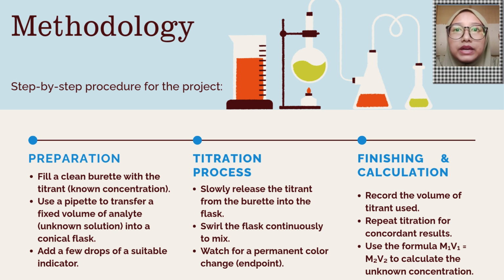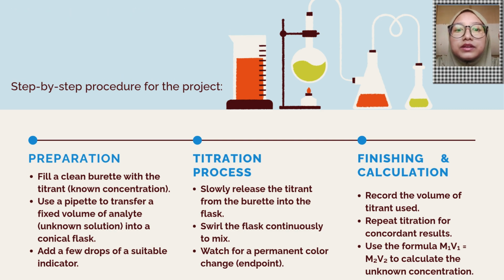For greater accuracy, the procedure is repeated several times until consistent readings are obtained, usually within 0.1 ml of each other. Finally, the data collected, including the titrant concentration and volume, and the analyte volume, is used in stoichiometric calculation to determine the unknown concentration using the formula M1V1 equals M2V2. This entire method ensures a highly accurate and efficient way to find unknown solution concentration.